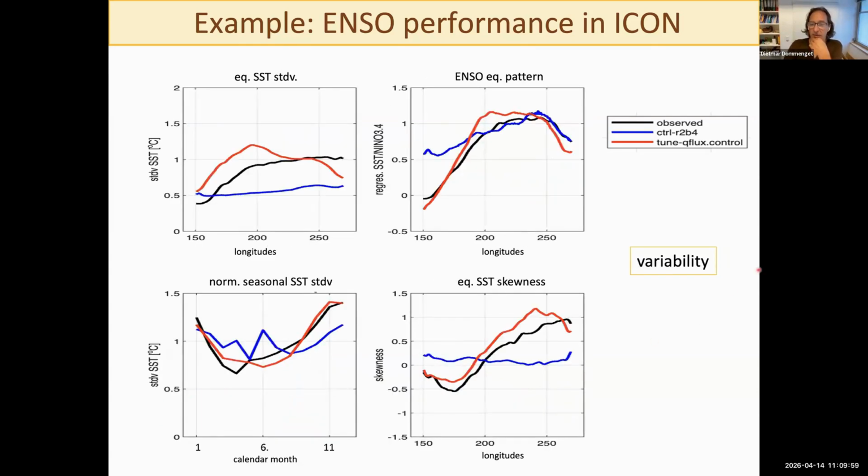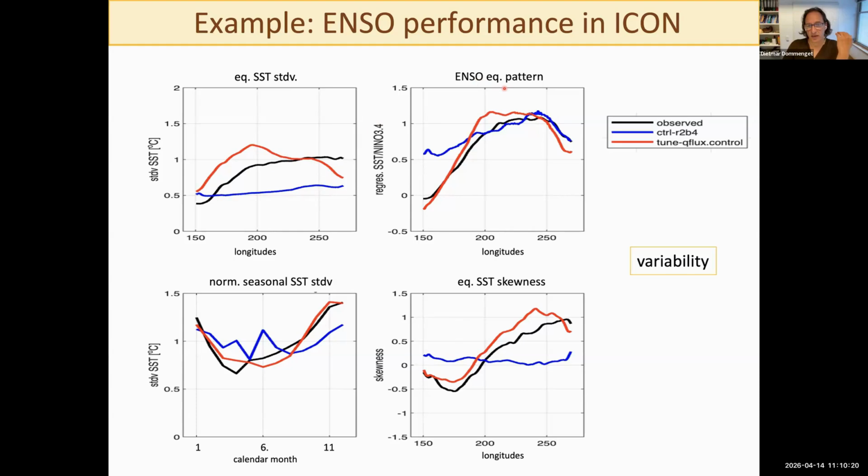More interesting is the ENSO variability. The upper left is the SST standard deviation along the equator. You can see the black curve shows that the standard deviation is low in the west and then high in the east. The initial model was fairly weak all around, and now the new flux corrected model is actually a bit too strong.